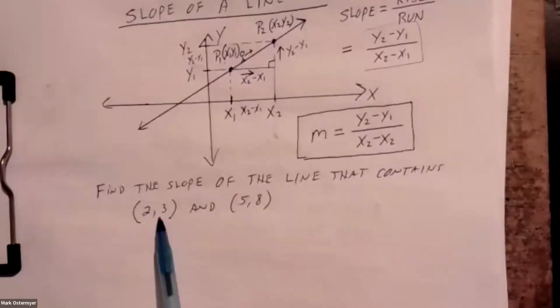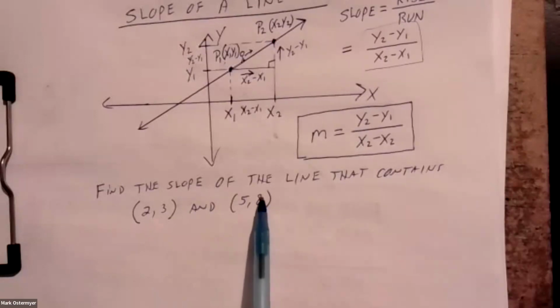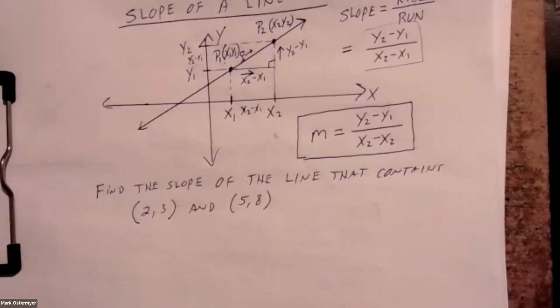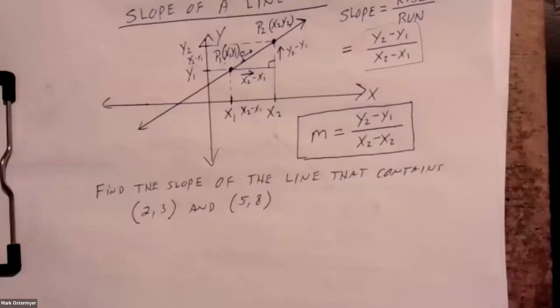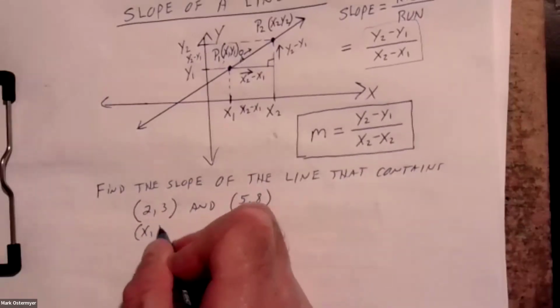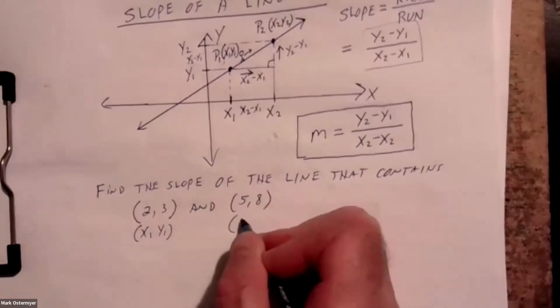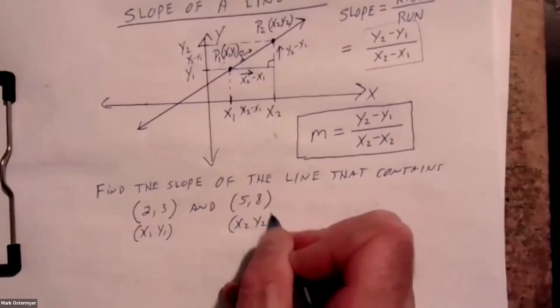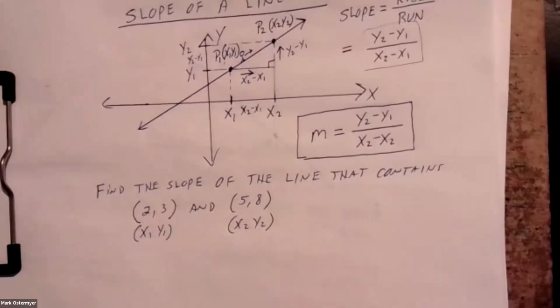Now, does it matter which point I call my x1, y1, x2, y2? Does it matter which point I call my first and second point? Nope, it's not gonna matter. Suppose I designate this as being my point x1, y1, and I designate this as being my point x2, y2. Using these points, let's compute the slope of the line that runs through these points.